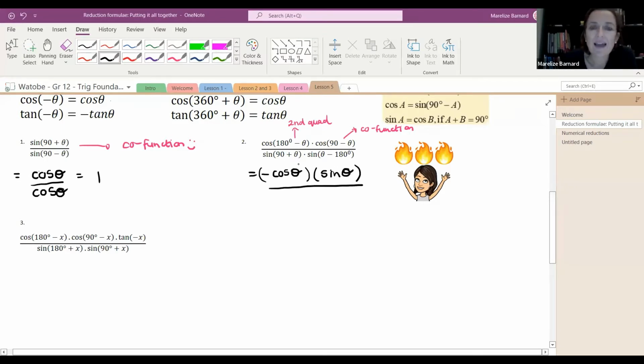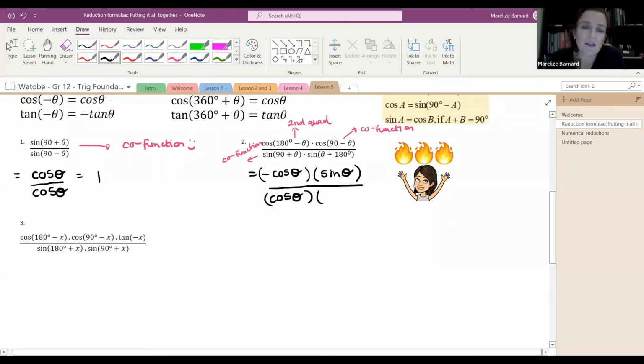Sine 90 plus theta. Sine 90 plus theta, that is the second quadrant, but we must apply the cofunction rule again. Cofunctions. So that's going to change to cos theta. Okay, now what have we got here?